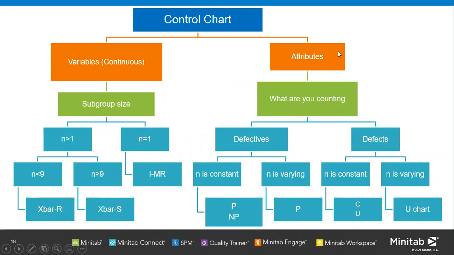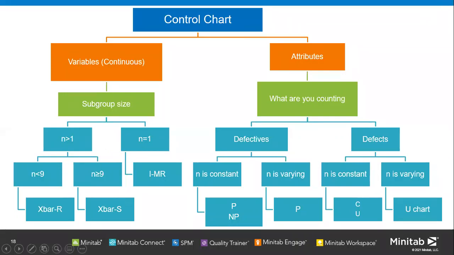If your data type is attribute, maybe a defect or a defective: if it is defective, you can go for the P chart and NP chart. If it is defect, you can go for the C or U chart. It depends on the type of your data and how you collect the data. These are two important factors before you decide on the control chart.